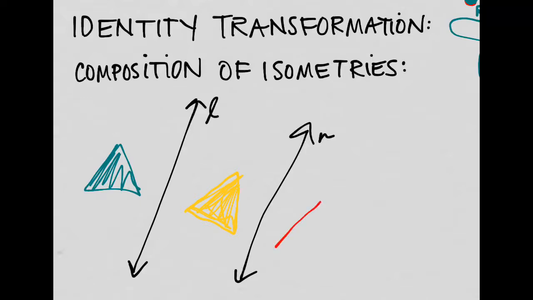Yes, I would love to do that for you. And you moved it again over. You flipped it over back to the original side. Anyway, so that is what a composition of isometries is.